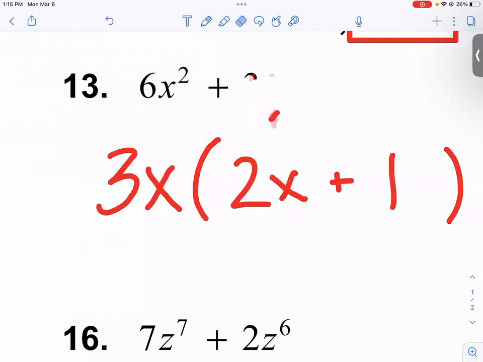1. You know what I love about factoring? I can always check to see if my answer is correct. If we were to distribute, 3x times 2x is 6x squared. 3x times 1 is 3x. We got it. This is the answer that I'm looking for.